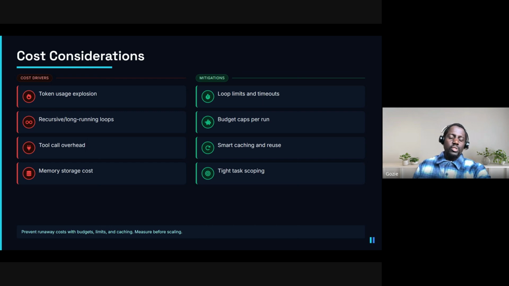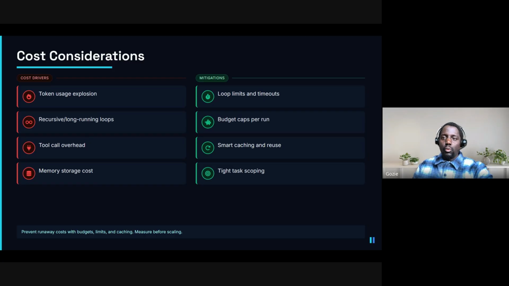So how do we try to mitigate and prevent a costly system if we intend to build one? The mitigation strategies are majorly: you must limit loops as much as possible, try to cut down on loops, and set a budget so you are able to control and understand expectations, cache the results, and then scope tasks tightly.